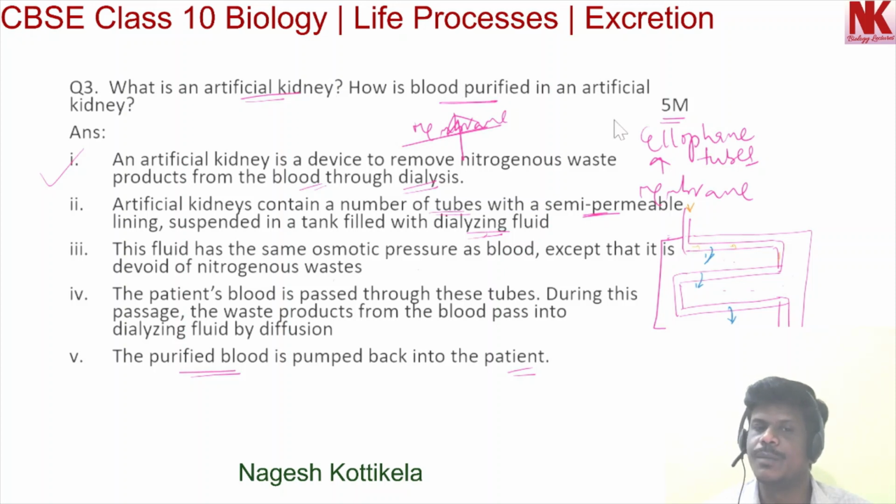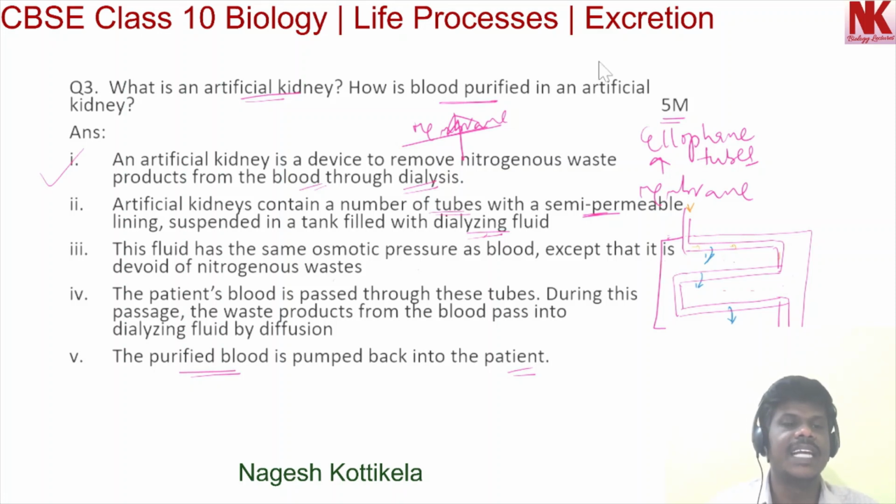Okay, one of the most important questions for the board exam. So an artificial kidney is a device to remove nitrogenous waste products from the blood through dialysis, and in the dialysis process, nitrogenous waste materials present in the blood will diffuse into the dialysing fluid. As a result, the blood is purified. This purified blood is again injected into the patient, and this dialysing fluid is thrown out, and fresh dialysing fluid is used again. So this is how the blood is purified in an artificial kidney.